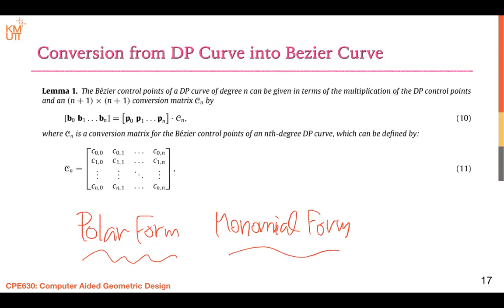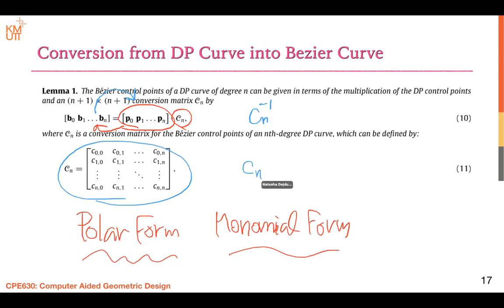Because we can convert from DP curve into Bezier curve using this matrix. But we also have the inverse conversion matrix as well. I change the color from red to blue. If I want to convert from Bezier to DP, I can just simply use C_n inverse. I can use the inverse matrix of this matrix. Am I right? C_n inverse.